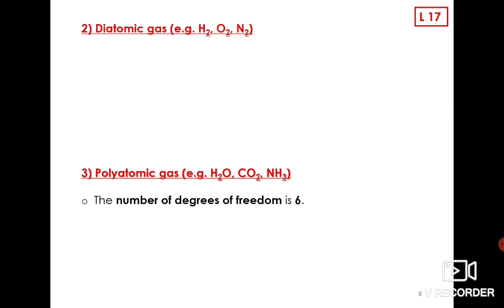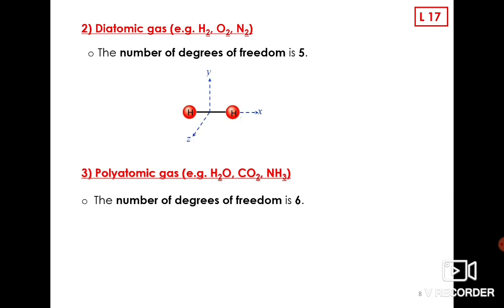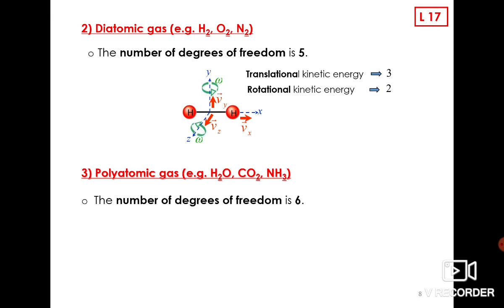Okay, second one is diatomic gas. For diatomic gas, the number of degrees of freedom is 5, where the translational kinetic energy degree of freedom is 3, while the rotational kinetic energy degree of freedom is 2.